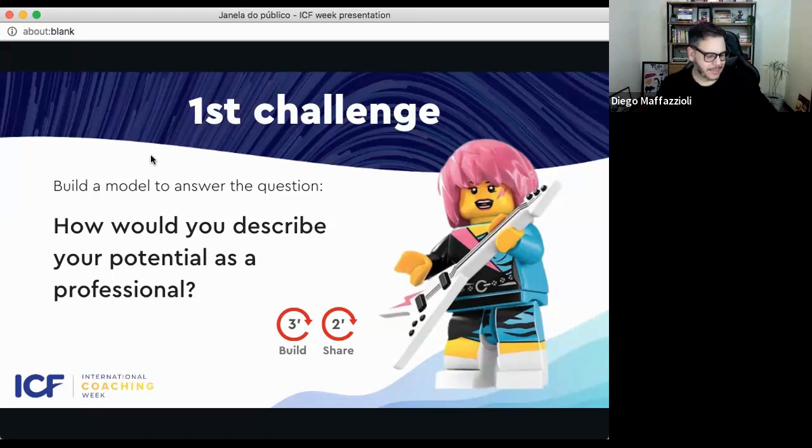I will use this moment to say that it's very, very important, and it's part of the method, that you set up time to build the model. You need to set the time because when we have some pressure, we don't overthink the challenge, and this is very good for the results.